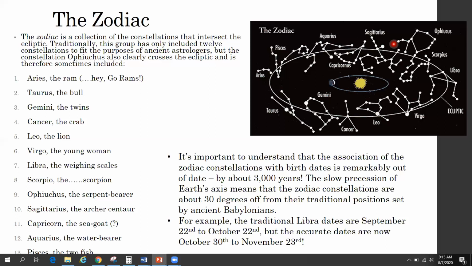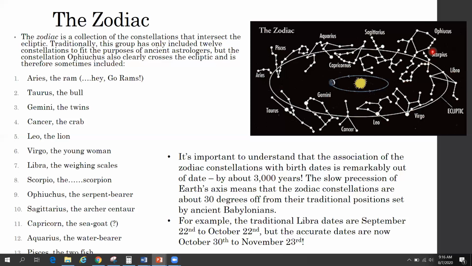And so, here are the 13 total constellations of the zodiac. Of course, Aries, the ram, just like we're rams here at Grayson, and you can see it over here. Taurus, the bull, which is very easy to spot in the sky. It's close to Orion, which is a very recognizable constellation. Gemini being the twins, Cancer, the crab, Leo, the lion, Virgo, the young woman or virgin, that's what it literally means. Libra, the weighing scales. Scorpius or Scorpio, the scorpion. It's a pretty easy one to figure out.